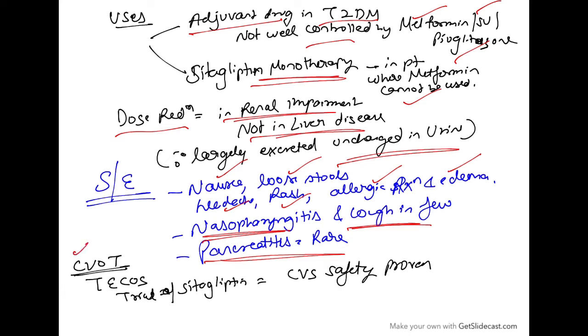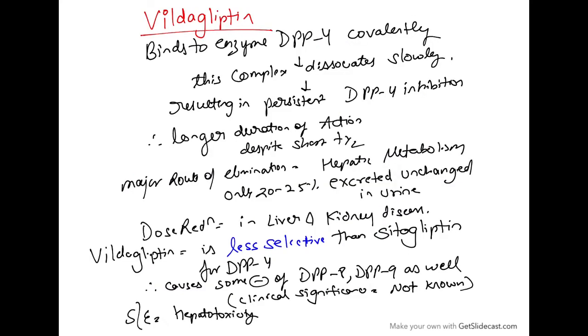Now, the cardiovascular outcome trial with sitagliptin, the name of the trial is TECOS. The TECOS trial of sitagliptin has confirmed that it has a cardiovascular safety profile. Okay, so this is all about sitagliptin. The next one is vildagliptin.